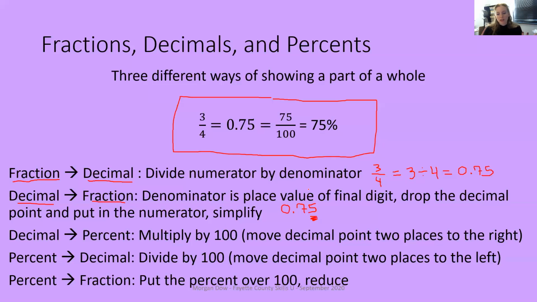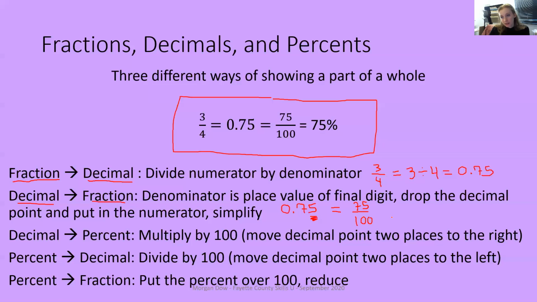So in the case of 0.75, what is the place value of that 5? So the 5 is in the hundredths place. And so we will say that 0.75 means the same thing as 75 hundredths, or 75 out of 100. And that's a fraction. We've just created a fraction.